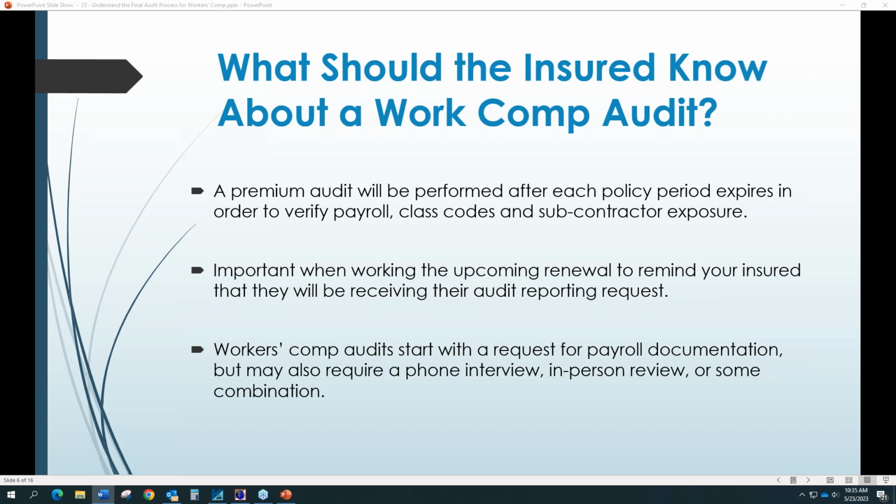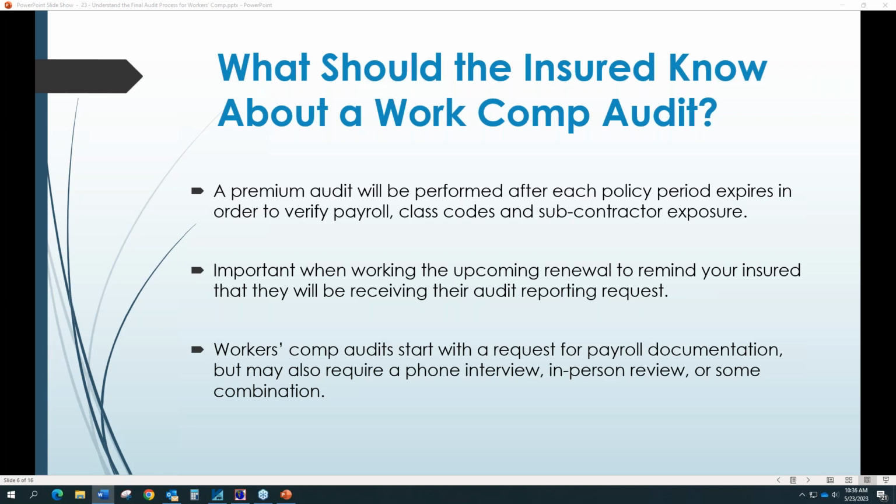The audit request will be sent out from the carrier to the insured approximately 30 to 60 days before the policy period expires. So it's good broker practice to set a reminder to check in with the insured around that time to see if they received it. I've had a lot of insureds in the past just completely ignore the audit request because they're not sure what it is, or they just push it to the side and they come back to it. But at that point, it's already non-compliant.